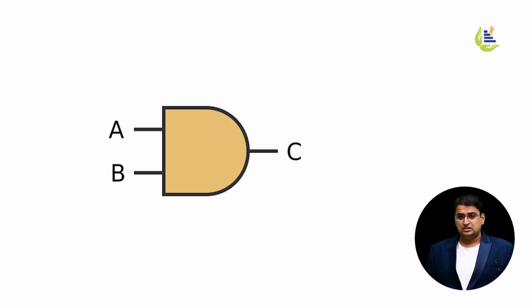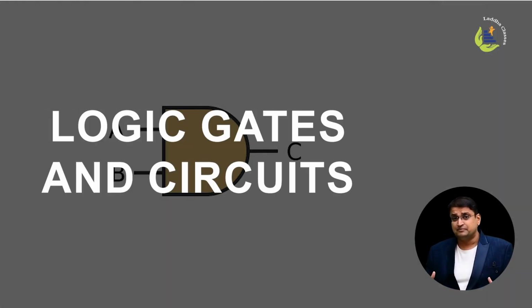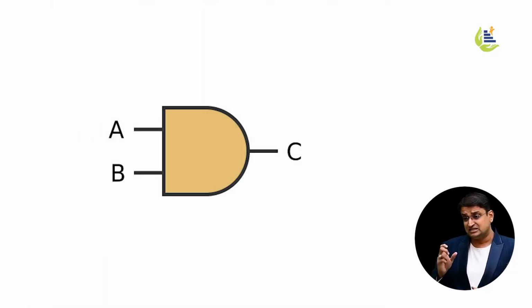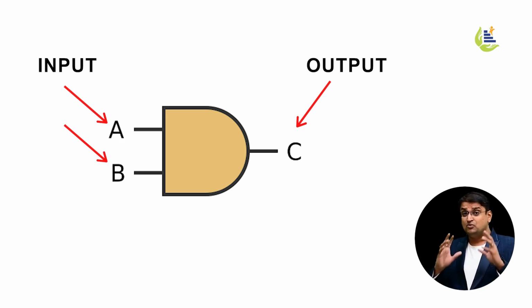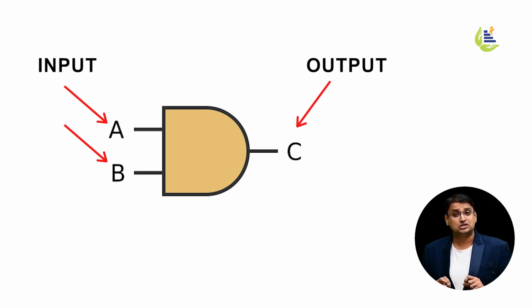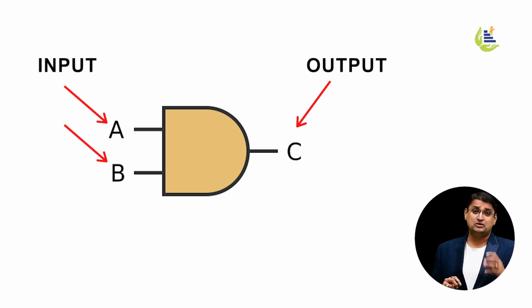In this video, we will understand logic gates and circuits. A logic gate is a basic building block of a digital circuit that has two inputs and one output. The relationship between the input and the output is based on a certain logic. These gates are implemented using electronic switches like transistors and diodes.